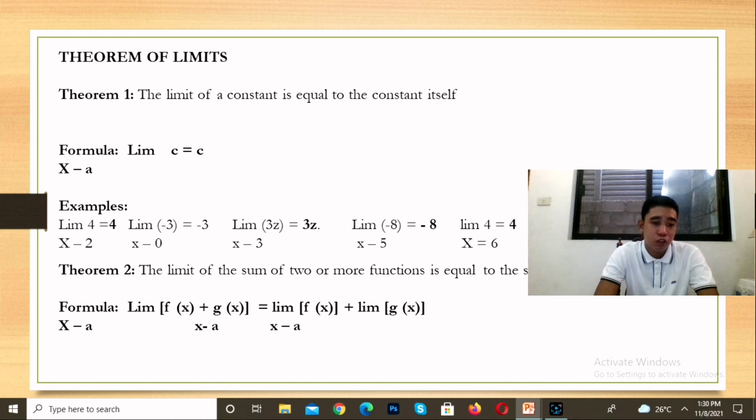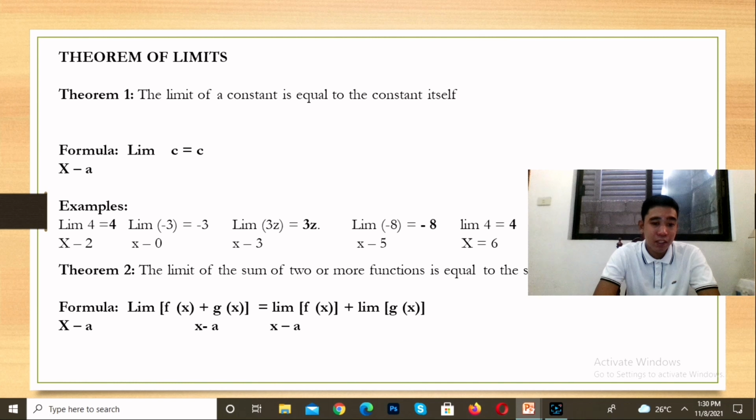Examples: limit of 4 as x approaches 2 equals 4, kasi wala siyang x. Kahit x approaches to 2, wala naman siyang x, kaya 4 remain lang din. Limit of negative 3, x approaches 0, equals negative 3. Tapos limit of 3z, x approaches 3, equals 3z. Limit of negative 8, x approaches 5, equals negative 8. Tapos limit of 4, x approaches 6, equals 4.